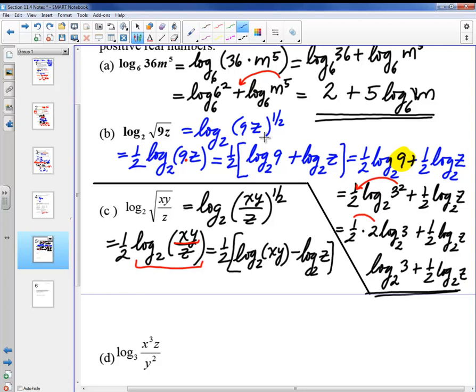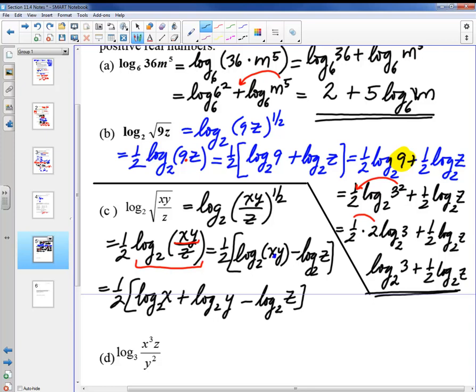And we still have a multiplication here. So I'm going to continue in the next step and work now with the product rule. So that will be 1/2 times log base 2 of x plus log base 2 of y minus log base 2 of z. And then in your final answer, you're going to distribute the 1/2. So you have 1/2 log base 2 of x plus 1/2 log base 2 of y minus 1/2 log base 2 of z.